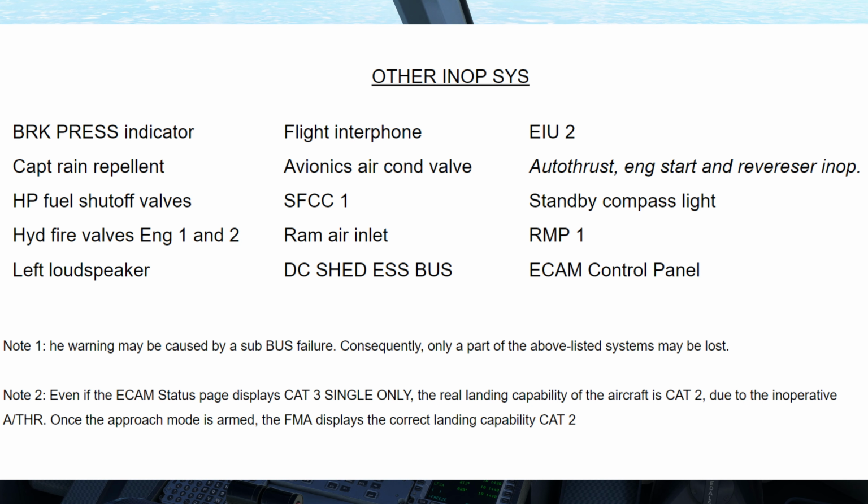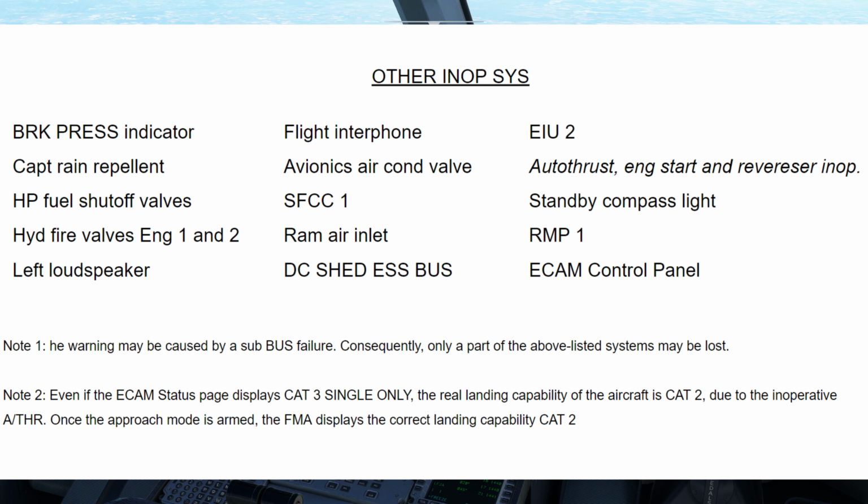brake pressure indicator, flight interphone, engine interface unit 2, auto thrust, engine start and revisor inoperative, captain rain repellent, avionics air conditioning valve, standby compass light, high pressure fuel shutoff valves, which is why we need to shut down the engines using the fire push buttons, SFCC1, RMP1, hydraulic fire valves for engine 1 and 2, ram air inlet, ECAM control panel, left loudspeaker, DC shed essential bus.